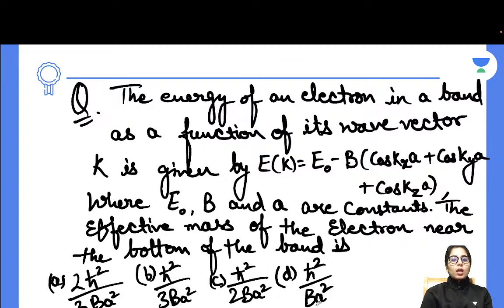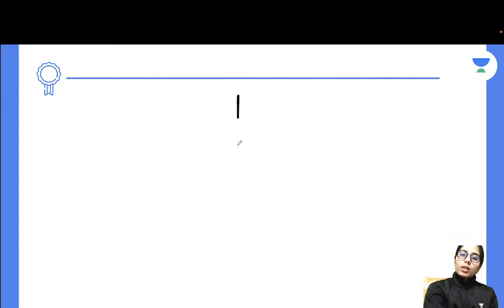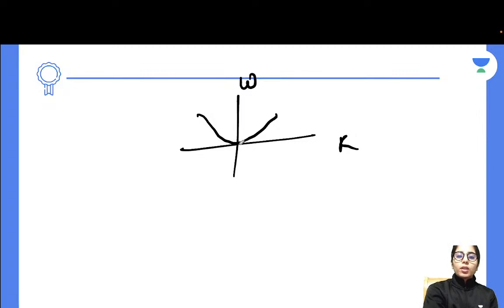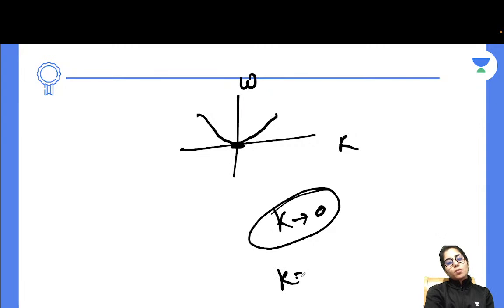Okay, so in this case, when they mention near the bottom of the band, what is the meaning of this? When they say near the bottom of the band, it means k tending to 0. You have to understand this part. The band is something like this, omega versus k. Near the bottom is not at the bottom; there is a difference between the two statements. Near the bottom means k just tends to 0. At the bottom means k will be equal to 0.